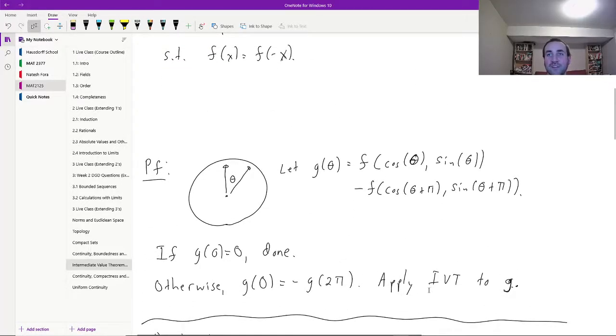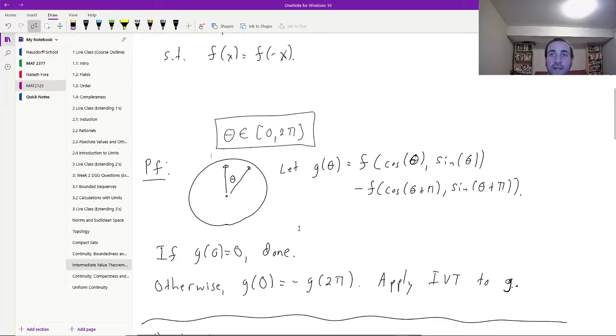We're going to have to cook up a new function. So I'm looking at the unit circle, so I think it's natural to parameterize it by an angle theta between 0 and 2 pi. And we all know how to do that. So I'm going to let g of theta be my new function from the interval 0 to 2 pi to R, defined by g of theta is equal to f of (cos theta, sin theta) minus f of (cos of theta plus pi, sin of theta plus pi).